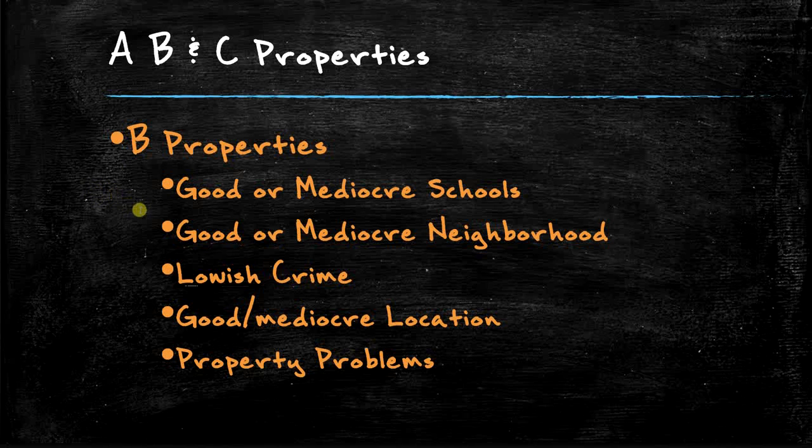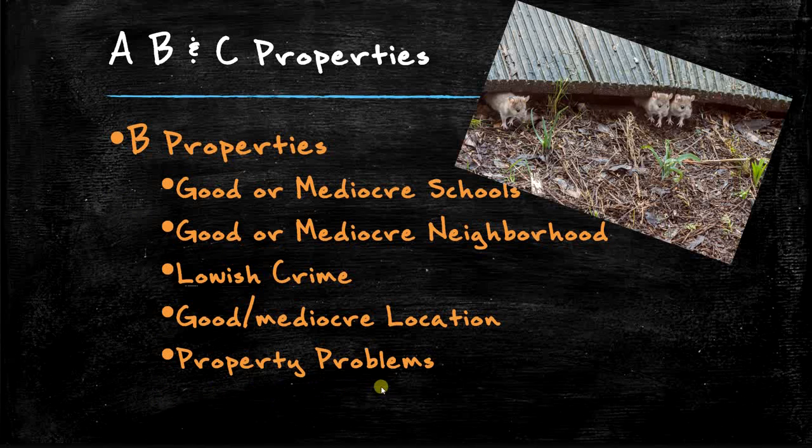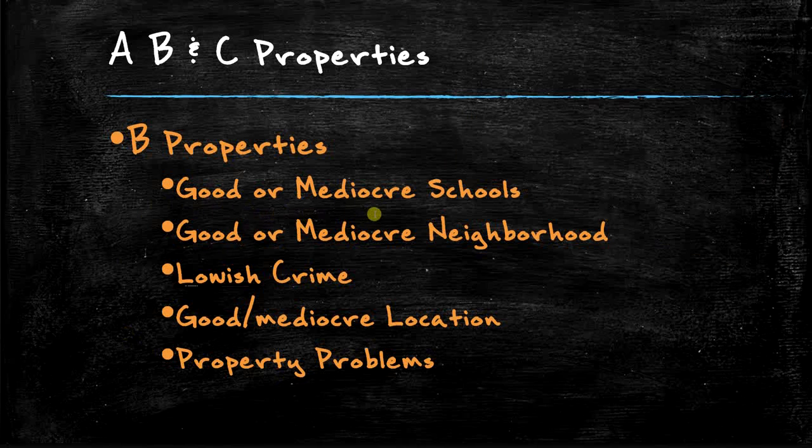So if you buy a B property, if it's just a B property because of property problems, it's probably a better investment than one that is in a mediocre school system because the school system's not going to change. You can't just flip the house around to the other side and have them go to the good school system that's a mile and a half away. You can't just move the house. So that's a B property. And we'll go over to the C properties.